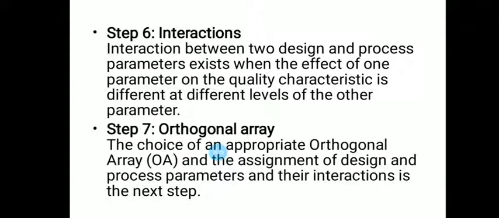Step 7 is the orthogonal array. The choice of the appropriate orthogonal array is much more essential, and the assignment of the design and process parameters and their interactions is the next step, which will also be concentrated according to the orthogonal array. This choice and assignment depend on your designs and process parameters and their interactions, and then you go to the next step according to the orthogonal array.